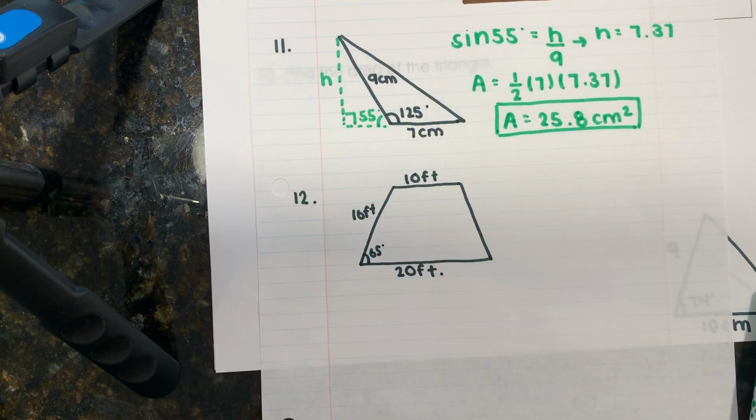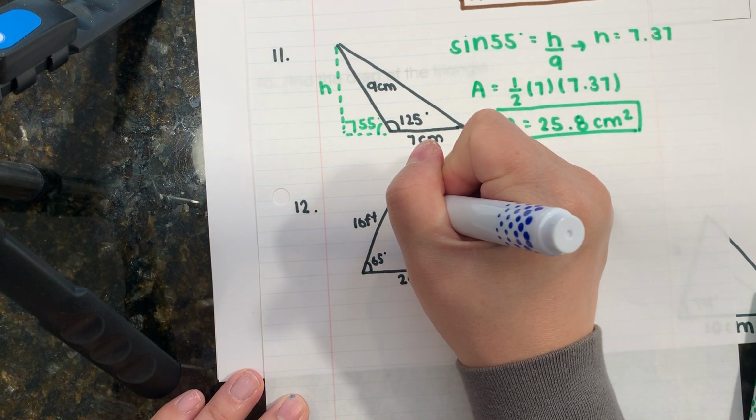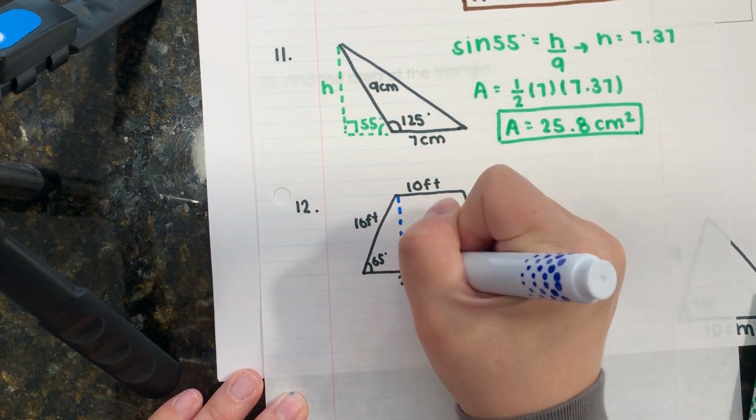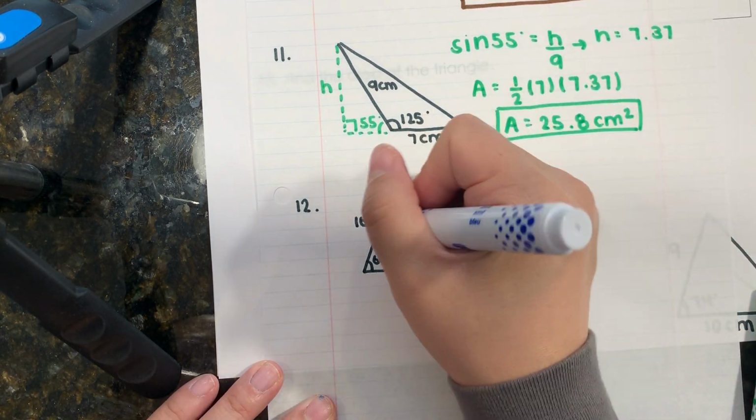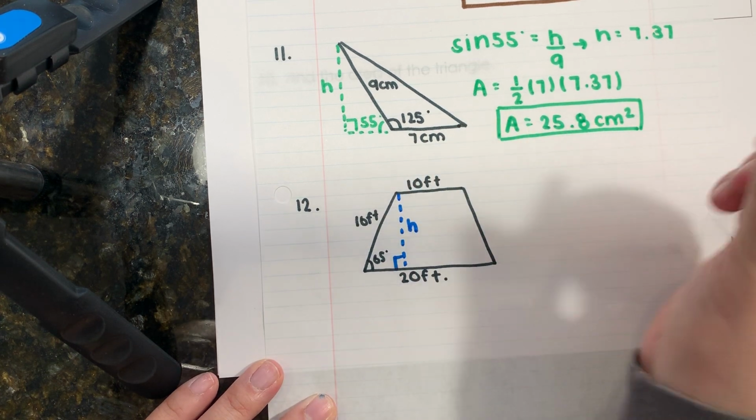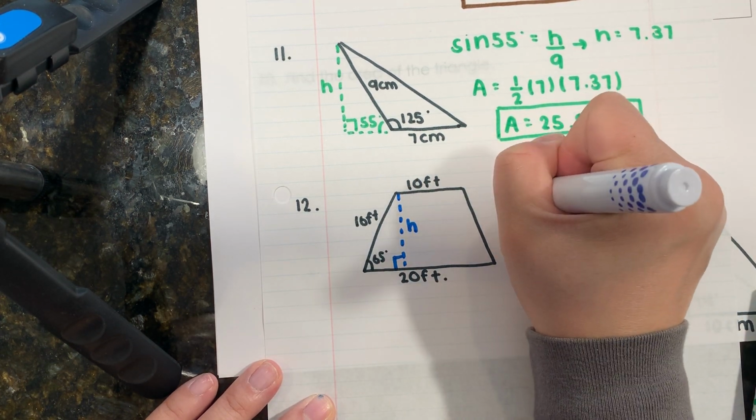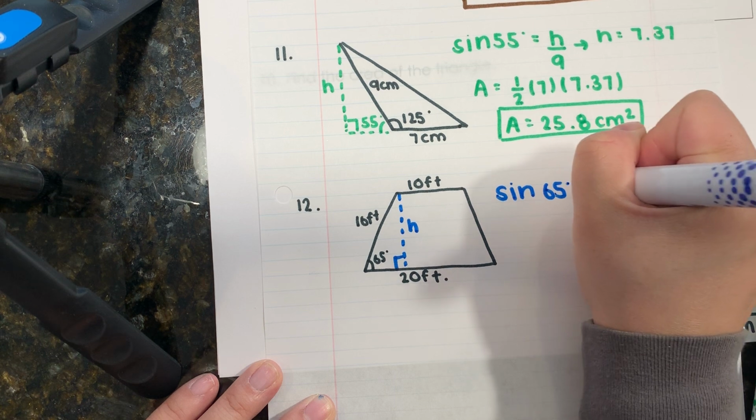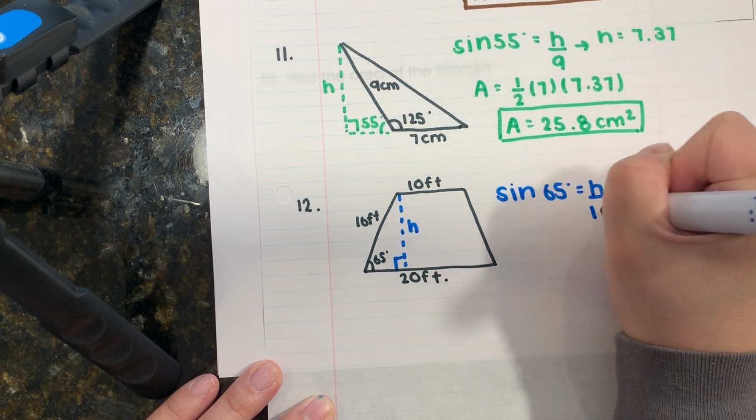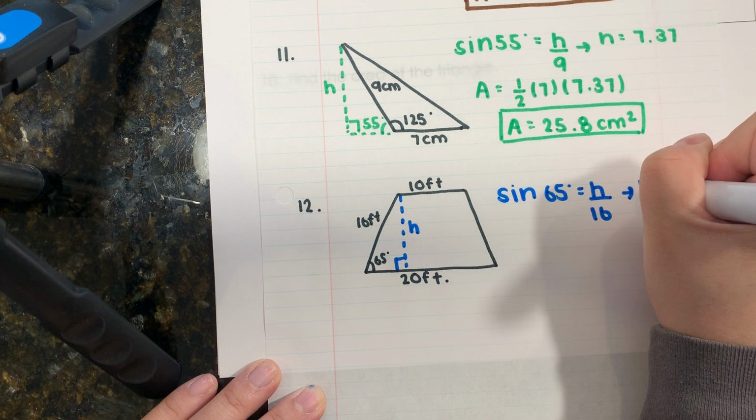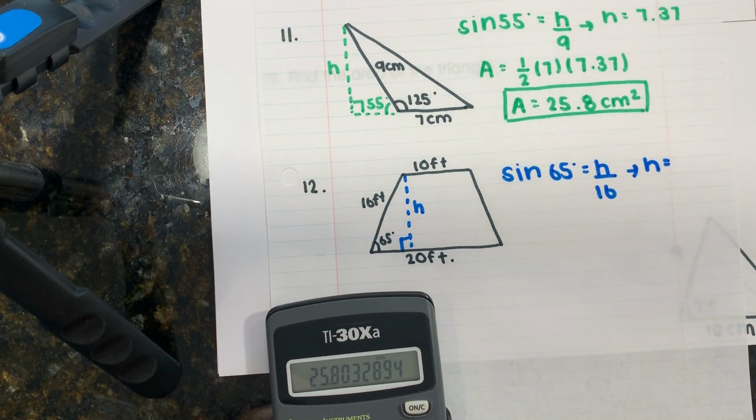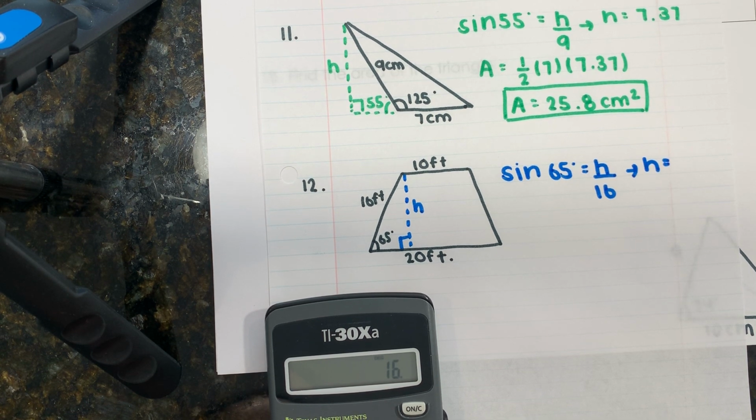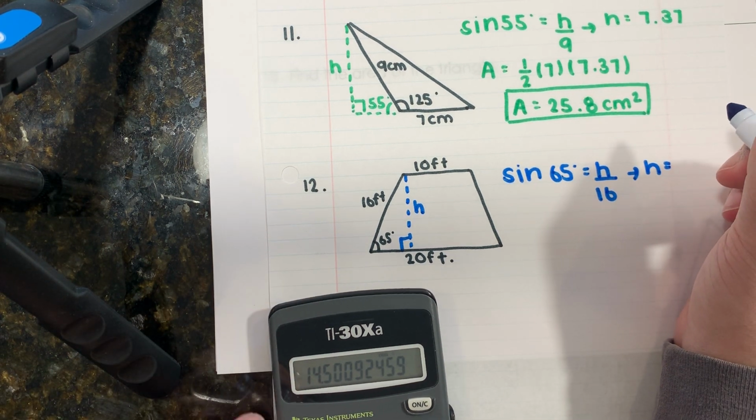So for number 12, it's very similar. Again, I'm going to create a right triangle within my trapezoid. This is my right angle. This is my height. Now, my 16 is going to be my hypotenuse. Height is the opposite. So it's going to be the sine of 65 equals opposite over hypotenuse. So in my calculator, it's going to be 16 times sine 65 equals, and I get my height is going to be equal to 14.5.